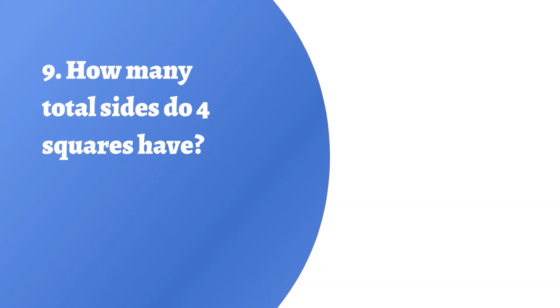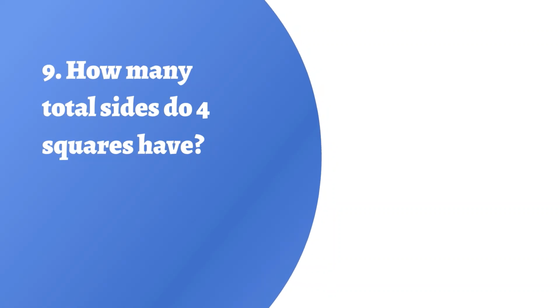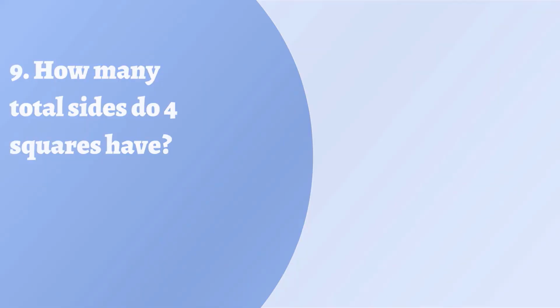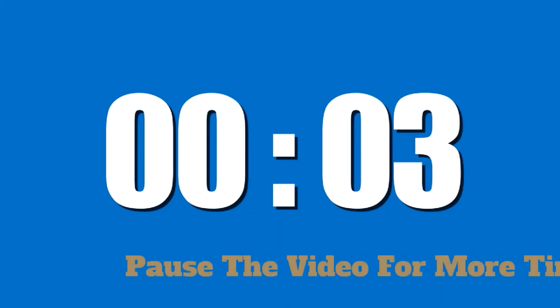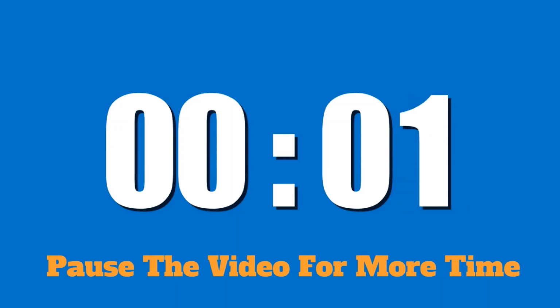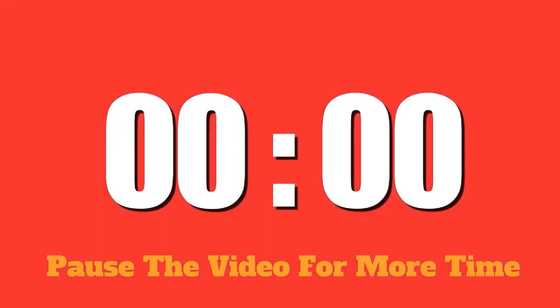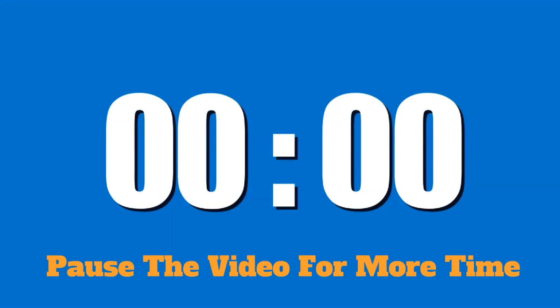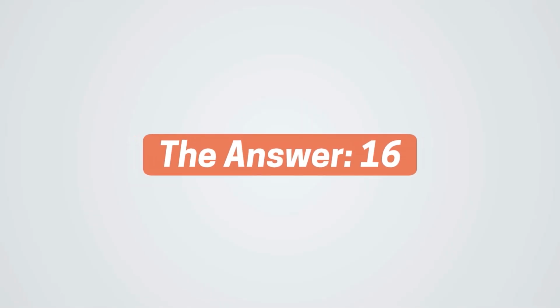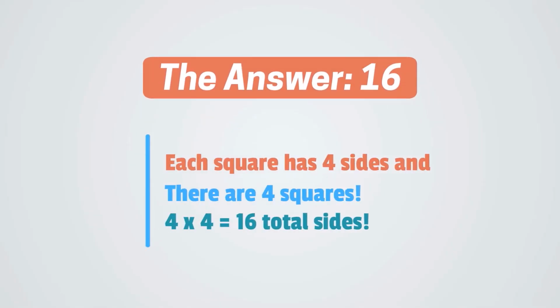Number 9. How many total sides do 4 squares have? Pause the video for more time. The answer is 16. Each square has 4 sides and there are 4 squares. 4 times 4 gives us 16 total sides.